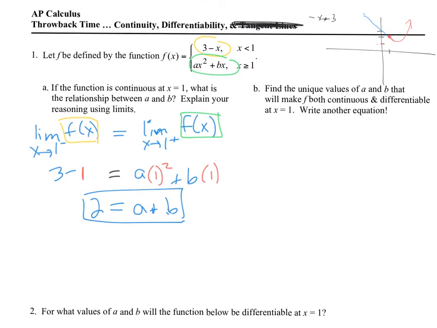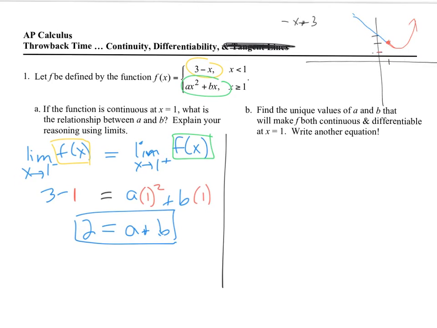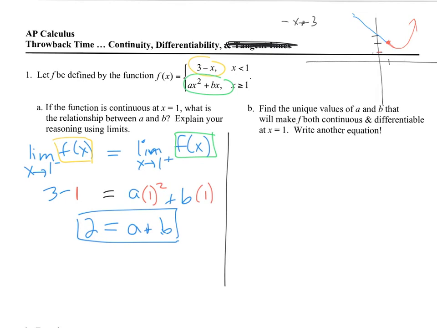B is telling me to find the unique values of A and B that will make F both continuous and differentiable at x equals 1. Write another equation is my hint to you. So my first equation, recall, was all about the function being continuous. All we did right there, going back to my picture up here, is we made it so that we filled the hole in when I changed from line to parabola.